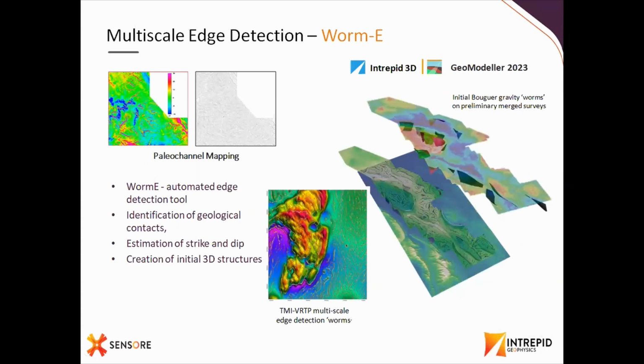Multi-edge detection. This is a Worms operation. This particular tool is available in Intrepid as well as GeoModeller, and it helps us delineate the edges of the lineaments or any faulting locations with the help of gravity and magnetic datasets. It automatically detects the edge based on the change in gradient of the gravity and magnetic datasets, and provides us the contacts and the strike and dip information of this surface, so that we can simply convert this into a regular fault surface in GeoModeller.